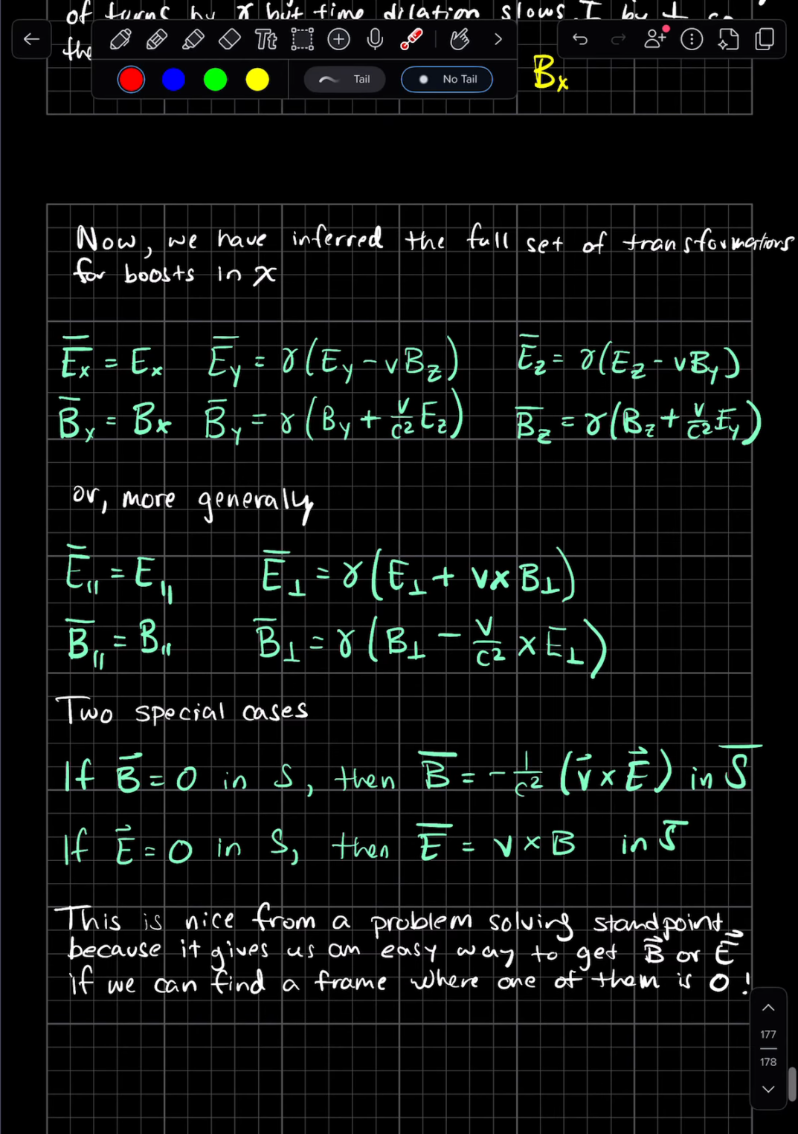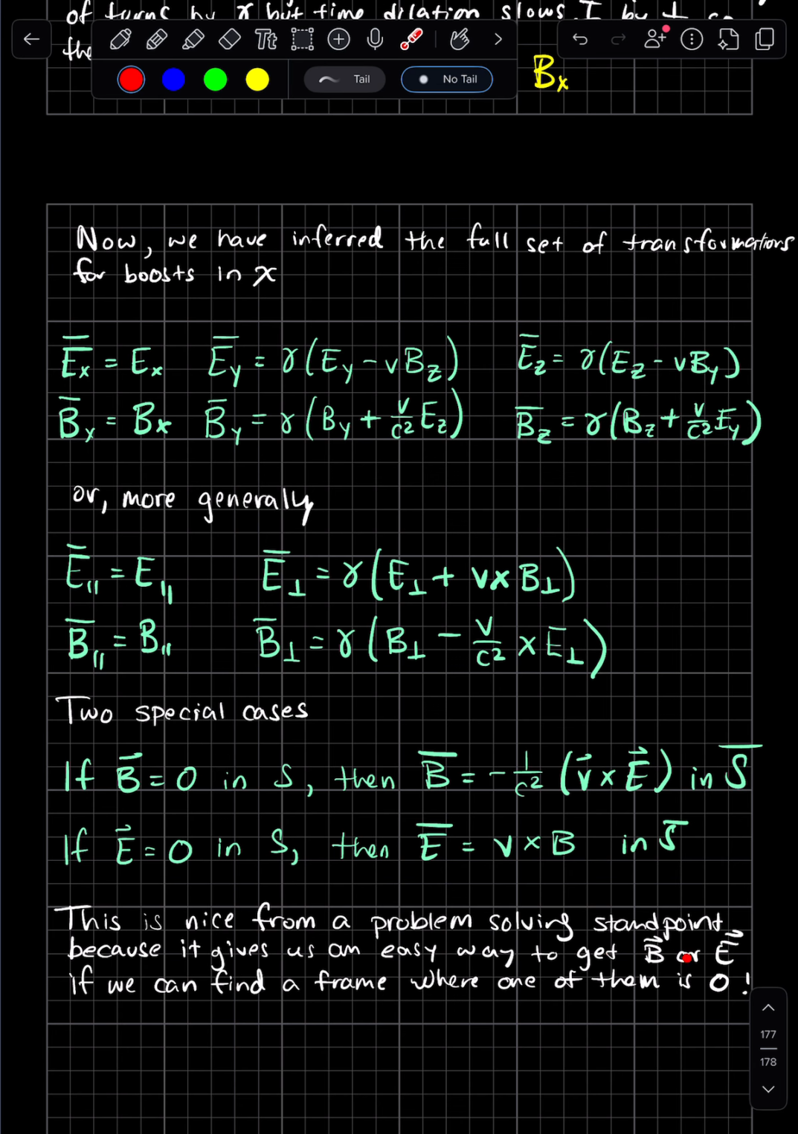Finally, I just want to bring your attention to two special cases. If in frame S the B field is equal to 0, then in frame S bar, B bar is just going to be negative 1 over c squared times v cross E. And if the E field is 0 in S, then when we boost to S bar, the E field will just be equal to v cross B, which, by the way, you can see in the Lorentz force equation, the q v cross B.